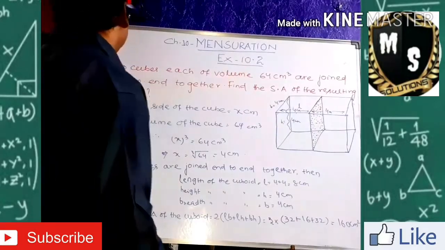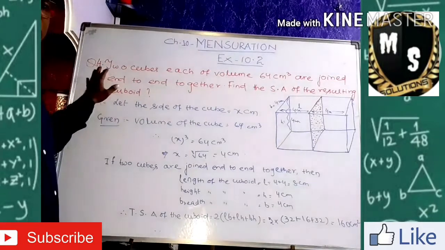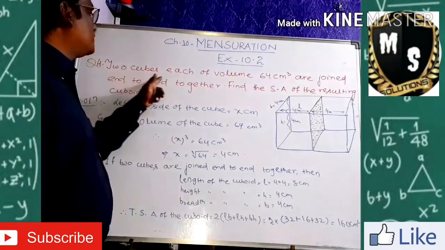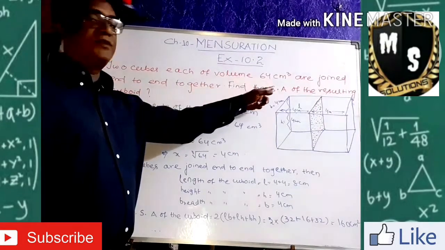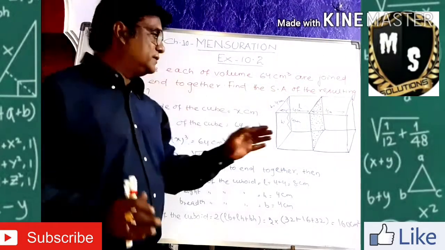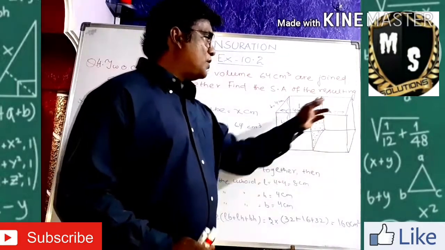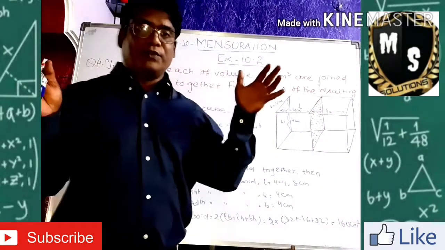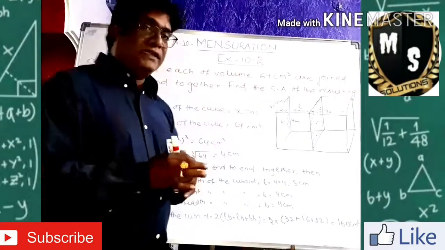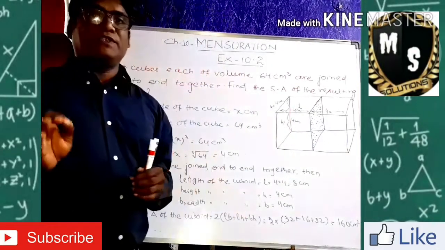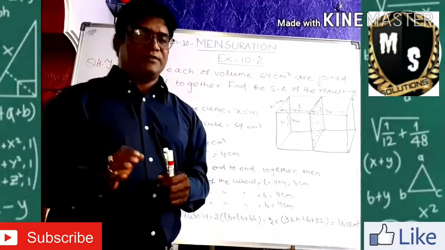Exercise 10.2, I go for question number 4. This is a very important question. Please try to understand it. What is given? 2 cubes each of volume 64 cm cube. 2 cubes are there. Here is one cube, here is another cube. You have to understand that when the 2 cubes combine, they give you a cuboid. The total figure is a cuboid, which I already gave you in my last video.